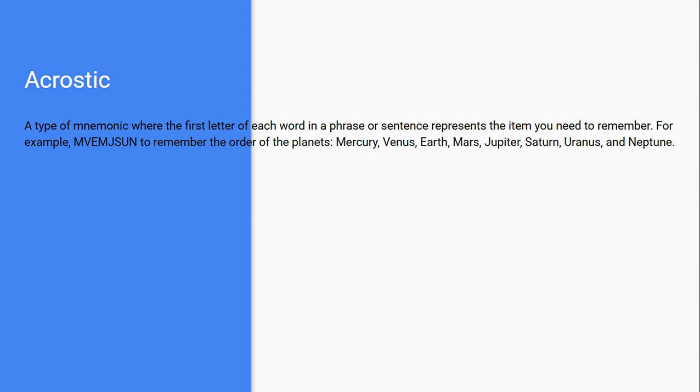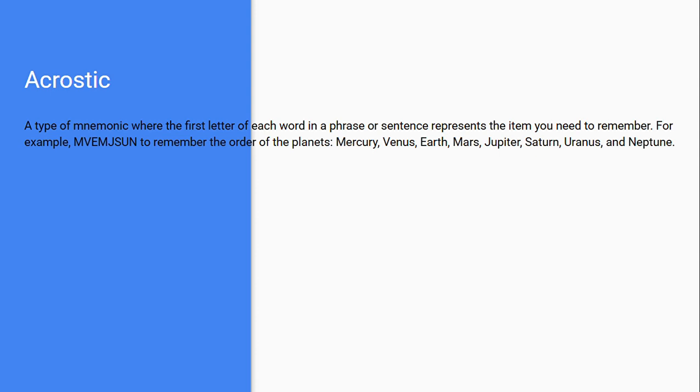An acrostic. This is a type of mnemonic where the first letter of each word in a phrase or sentence represents the item you need to remember. For example, to remember the order of planets, so Mercury, Venus, Earth, Mars, Jupiter, Saturn, Uranus, and Neptune.